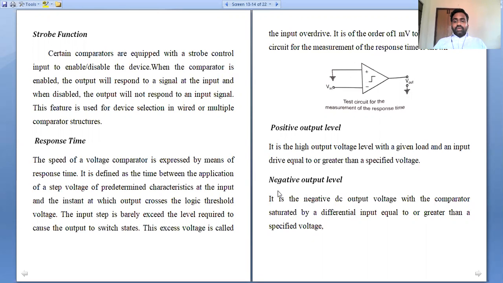That means here the behavior of the negative voltage, with respect to the comparator, is saturated. Whenever the differential voltage is observed, these two parameters, positive output voltage and negative output voltage, can be explained again in the discussion of the comparator in ideal condition and practical condition. We will discuss that there in detail.